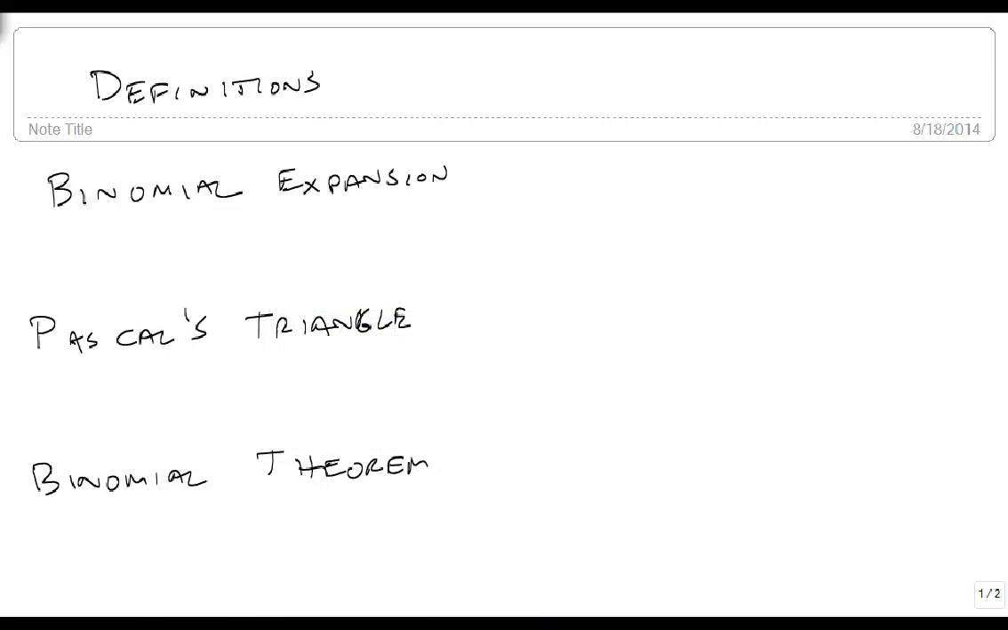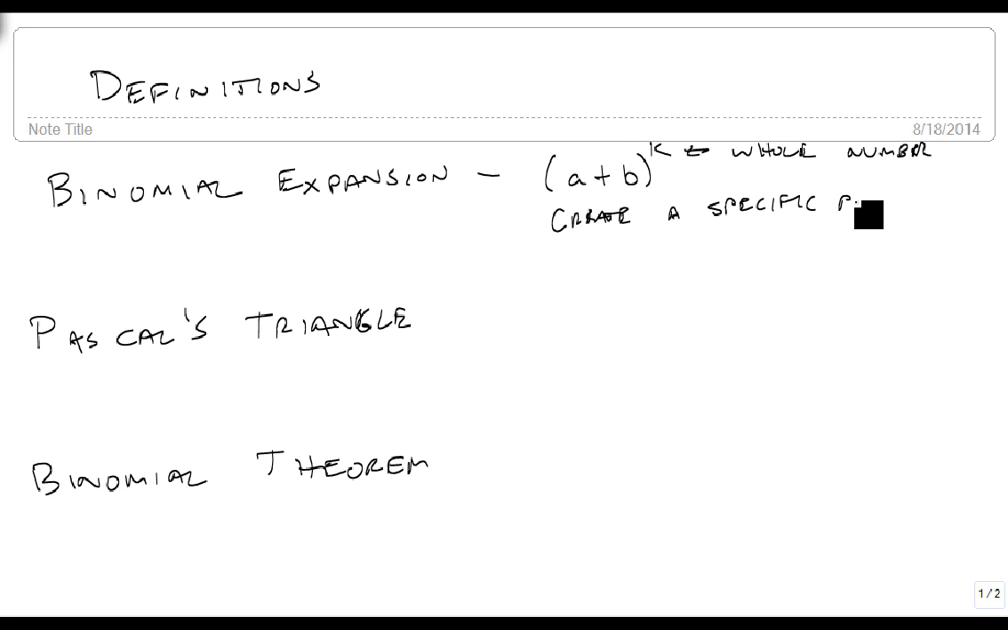We're now going to provide definitions related to binomial expansion. Binomial expansion is the idea that we can take any binomial and raise it to a whole number, and this will create a specific polynomial.